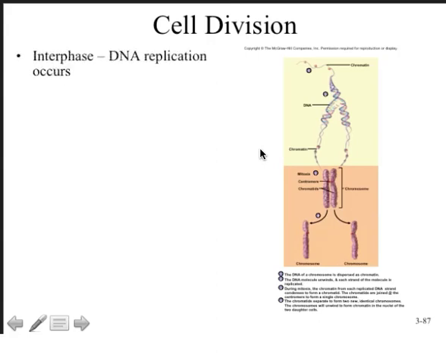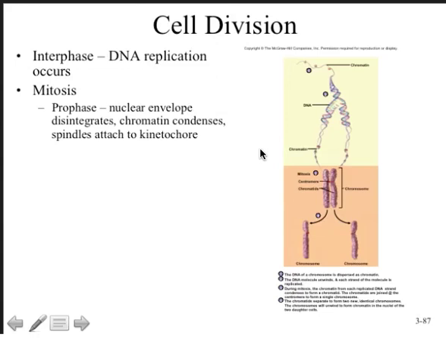In interphase, we duplicate the DNA. So we go from the diploid state to a tetraploid state right before we're ready to engage in mitosis. In mitosis, what happens is we start with prophase, the nuclear envelope will dissolve, and the DNA molecules will condense into bodies known as chromosomes.